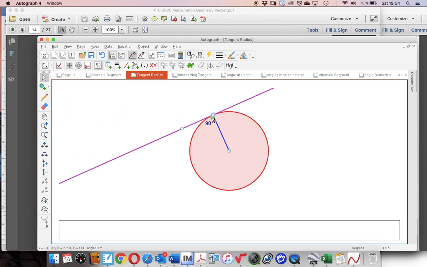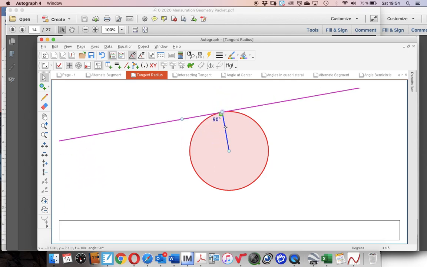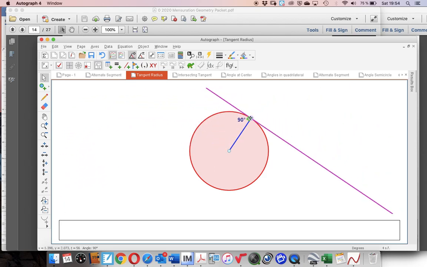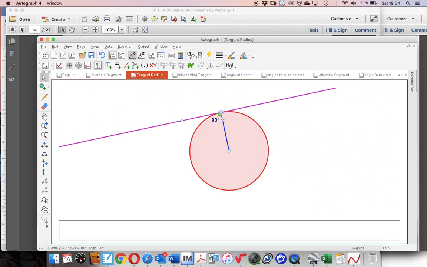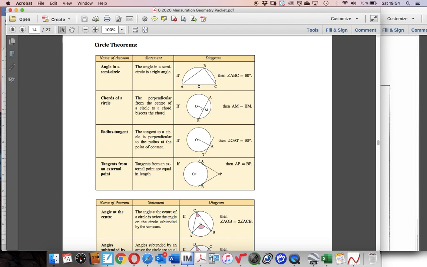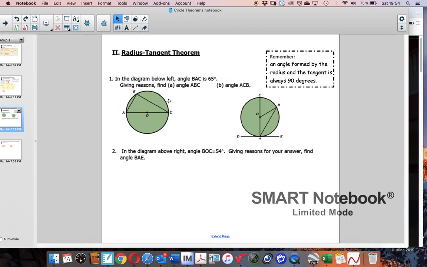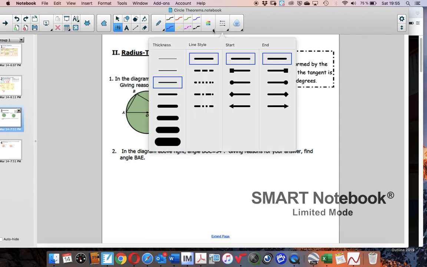You can see that as I move it around, whenever it comes in contact with the radius, it stays at 90 degrees. So that's all it is. You can go ahead and just write it right into your notes under the radius tangent theorem, that an angle formed by the radius and the tangent will always be 90 degrees. Okay, so let's apply this to a couple of problems.